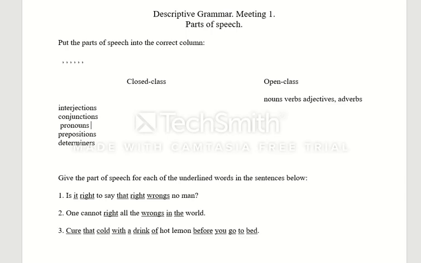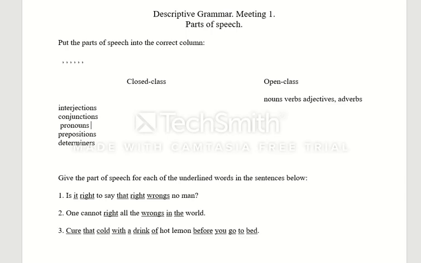All the wrongs. So if we have the, what follows the is a determiner. So what follows the must be a noun. Okay. So wrongs here is a plural of wrong. It's the noun of something wrong. In, of course, is a preposition, and the in the world, as the is always a determiner before a noun. So we've got right as a verb, wrongs as a noun, in is a preposition, and the is a determiner. Okay. And finally, the last one, cure that cold with a drink of hot lemon before you go to bed.